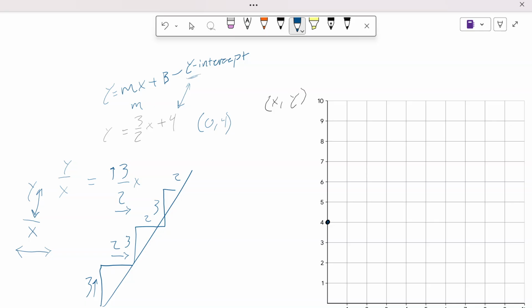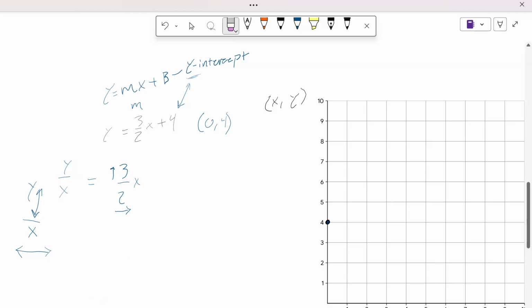Ignore my messy handwriting and inaccuracy, but we'll do that right here. So we started at (0, 4). We're going to go up 3. So 4, 1, 2, 3. And then we'll go over 2. So we went up 3, and then we went over 2. And that'll give us our next point, which is right here.